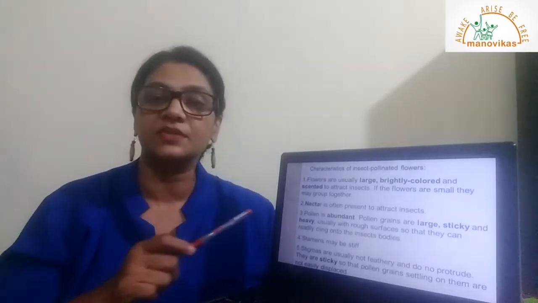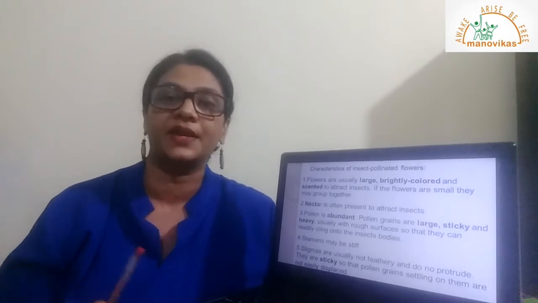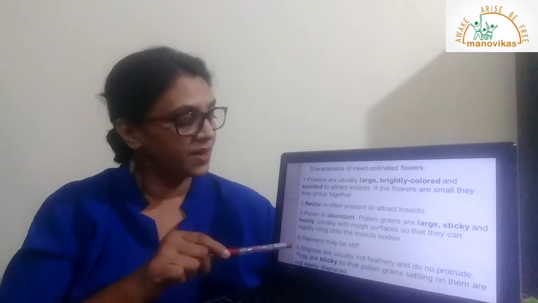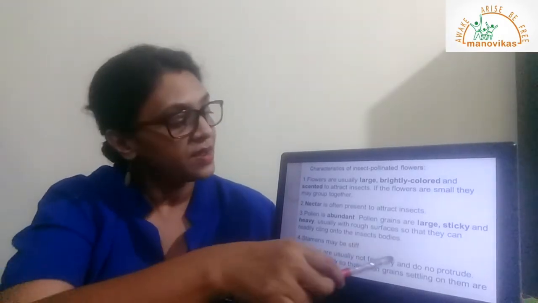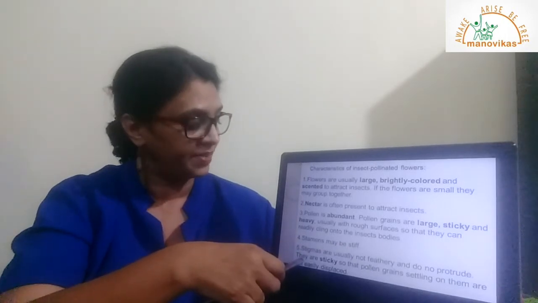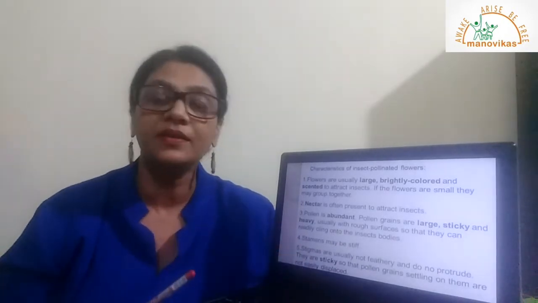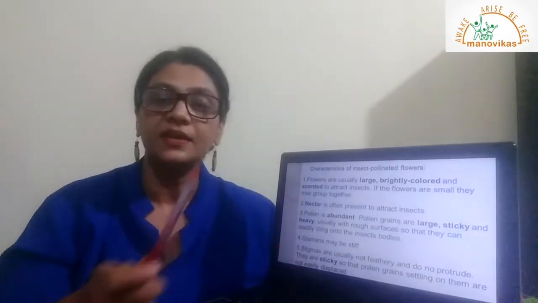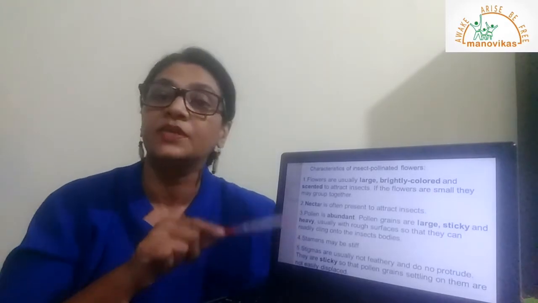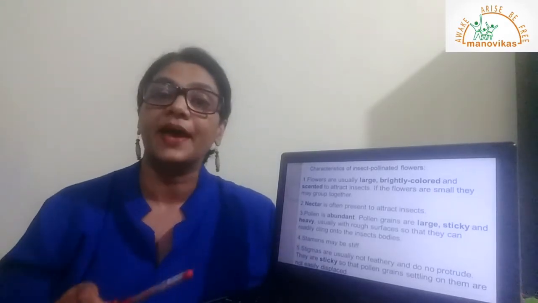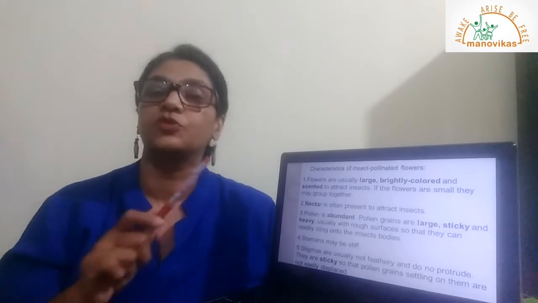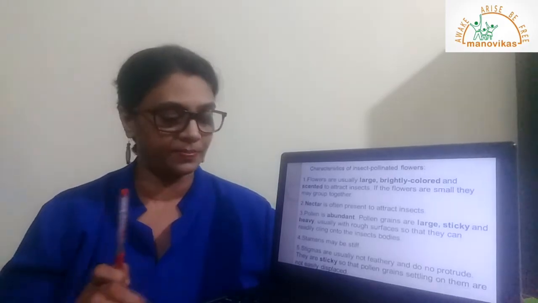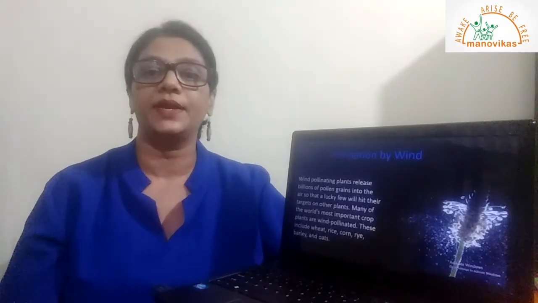Now the stamens in these insect pollinated flowers are stiff. The stigmas are usually not feathery, they do not protrude, but they are sticky so that the pollen grains settling on them are not easily displaced. So the stigma is sticky so that the pollen grains that are stuck to the body of the insect can stick to the stigma.